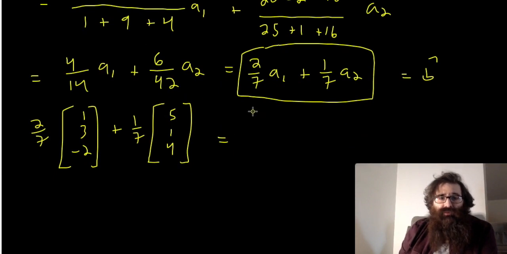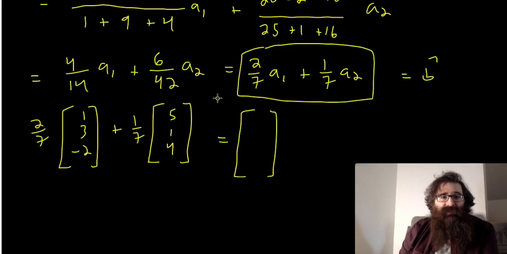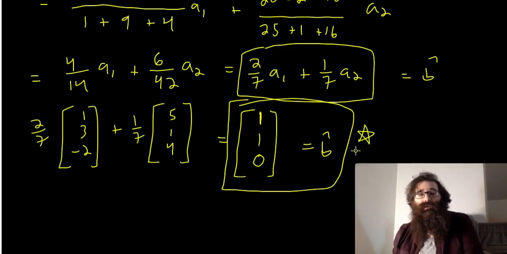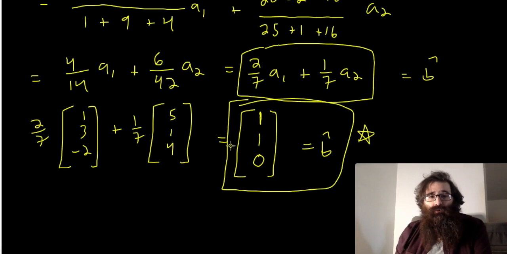Let's just go ahead and do the arithmetic here to find out what this gives us. So I get 2/7 plus 5/7 gives me 7/7, which is 1. Here I get 6/7 plus 1/7 is going to give me 7/7, which is 1. And here I get 2/7 times -2 is -4/7 plus 4/7 is going to give me 0. So this is what I get for my vector B hat. B hat, this orthogonal projection now, is the vector 1, 1, 0.